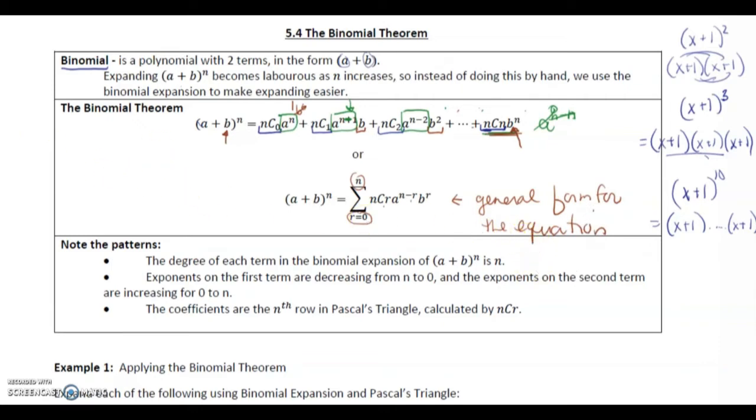Note these patterns, and these are what we're going to use in order to expand. The degree of each term in the binomial expansion of a plus b to the n is n. I'll show you that hands-on. If our original exponent is n, then these two exponents add to n on every single term. Exponents on the first term decrease from n to 0, and exponents on the second term increase from 0 to n. The coefficients are the nth row in Pascal's triangle, and we calculate this by using nCr.